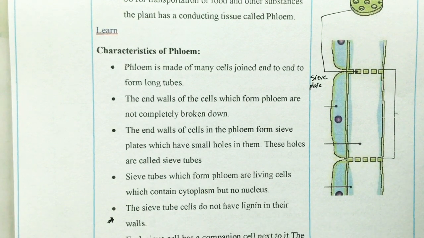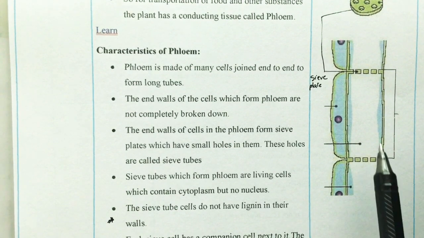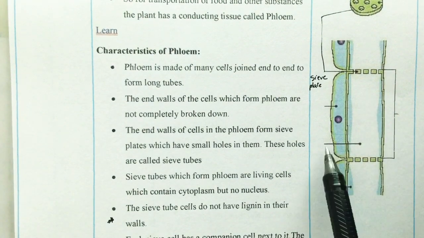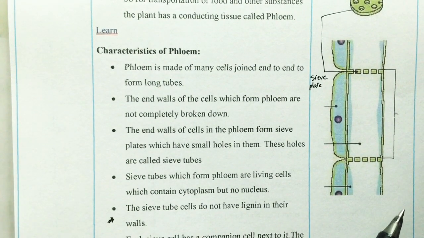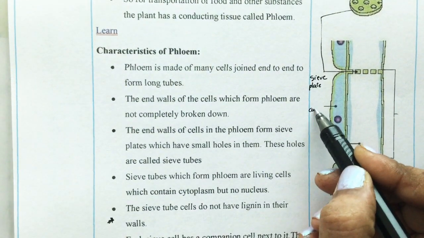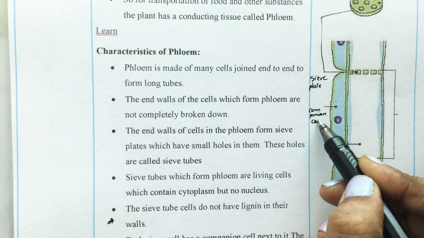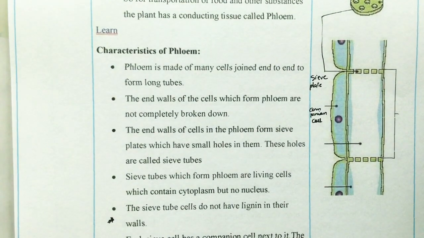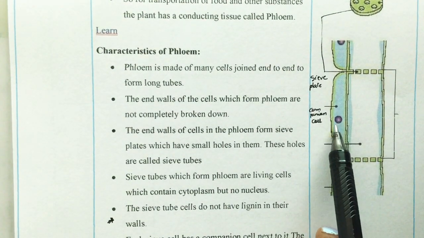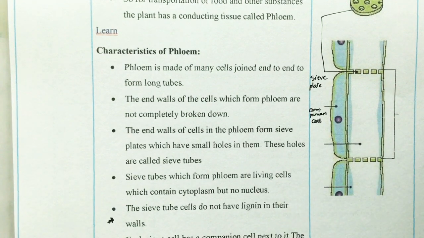Each sieve cell has a companion cell next to it. So, this is your sieve cell and it has a companion cell next to it. This is your companion cell. Companion cell has a nucleus and many other organelles present in them. Companion cells supply the sieve with some of their requirements.